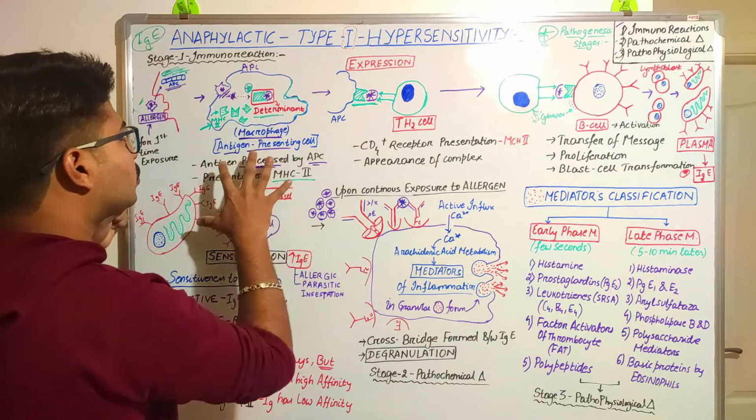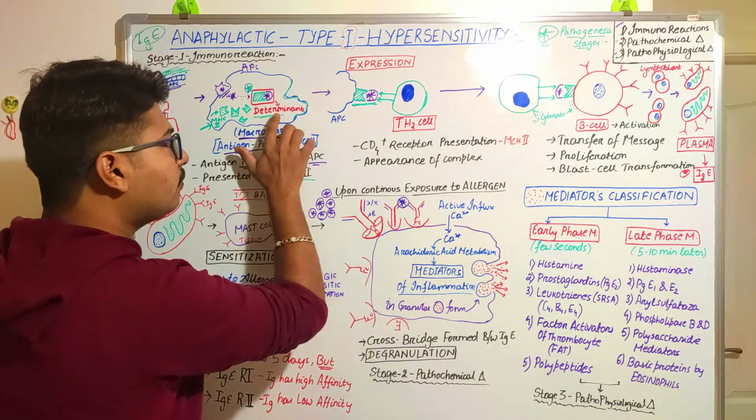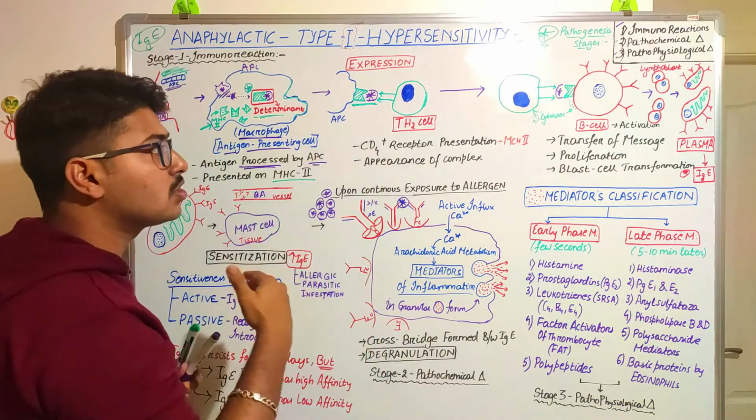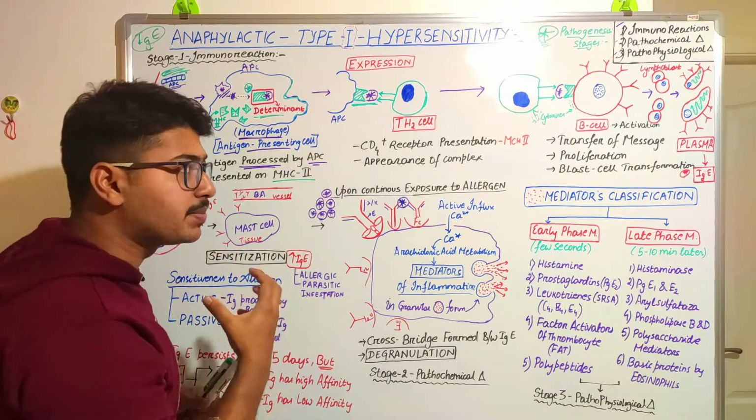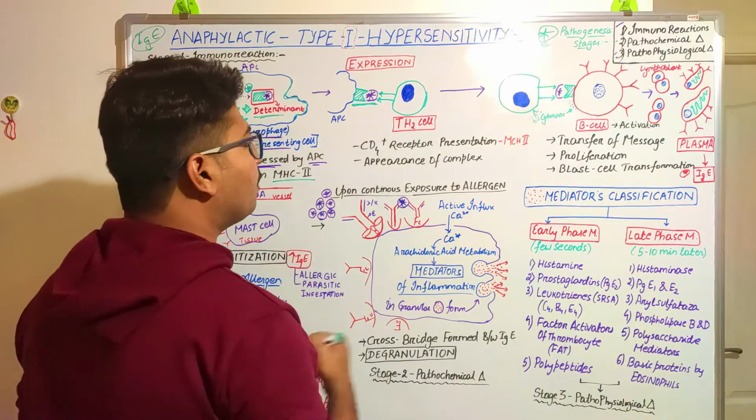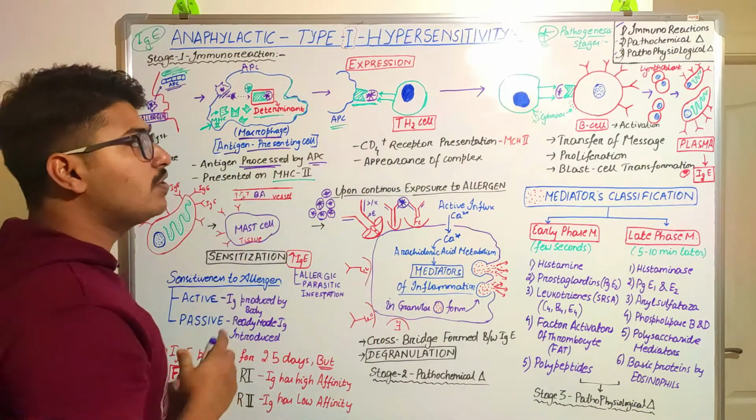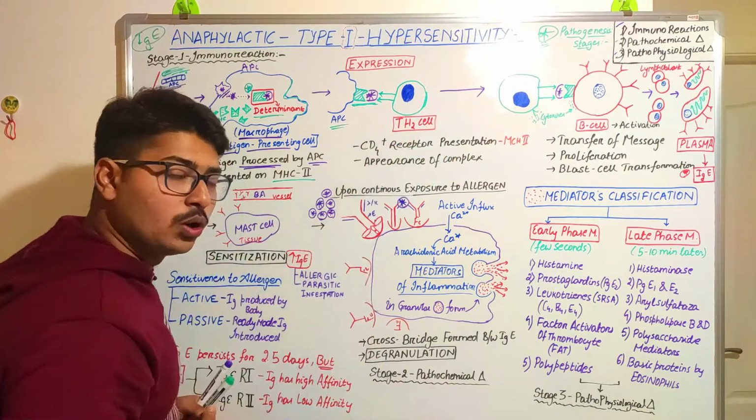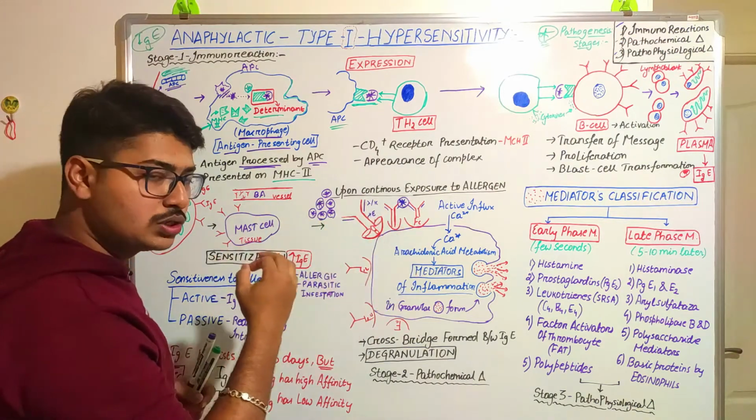This whole process, like the allergen coming and getting converted into the determinant form and then being expressed on the surface of the antigen presenting cells, is known as expression. Then what will happen? After the process of expression, the macrophage transfers the message to Th2. It means the T helper 2 cell.